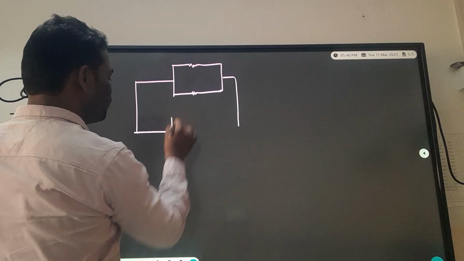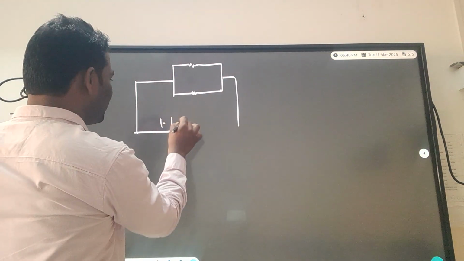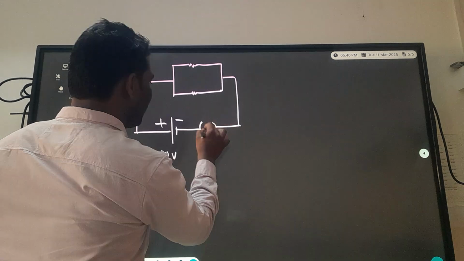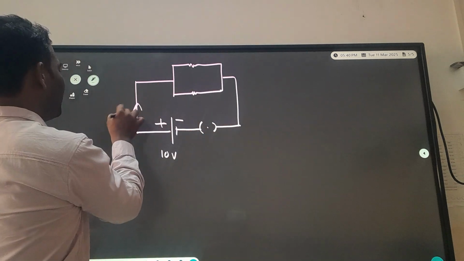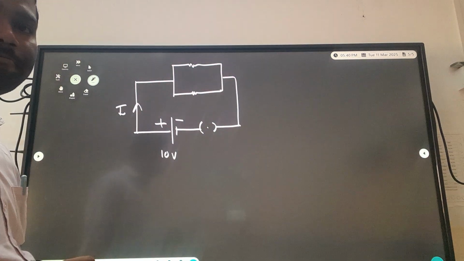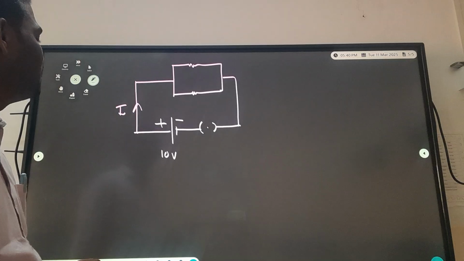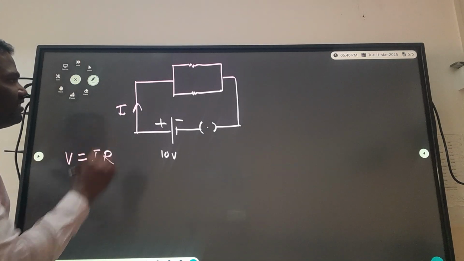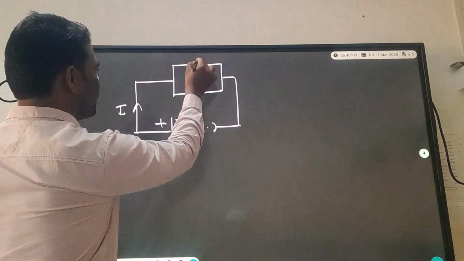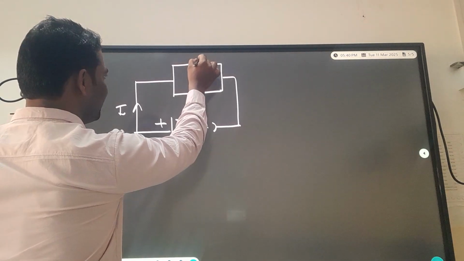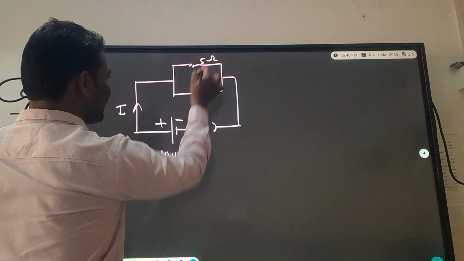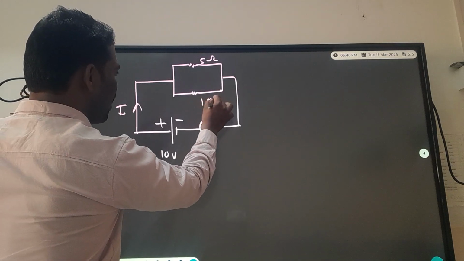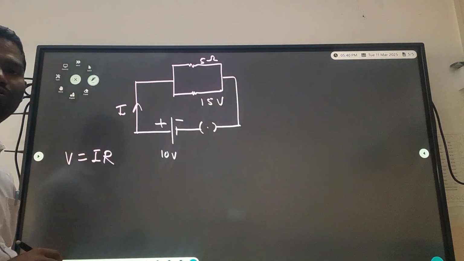So we have connected these two resistors with a battery having, suppose, a 10 volt potential difference, and with a key we have connected. Suppose we have to find the current passing through the circuit, then we can measure it using the formula V is equal to IR. Suppose we consider the resistance present in the first wire is 5 ohm and the second is 15 ohm. Then we have a question: how much is the current passing through the circuit?